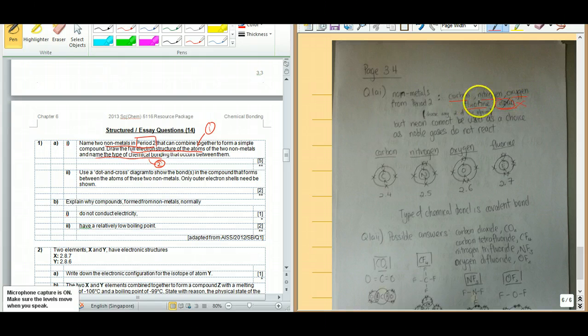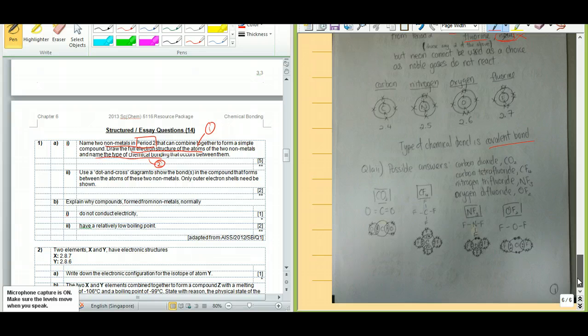So you can choose any two of the elements here. In this case, your answers should be carbon, nitrogen, oxygen, or fluorine, which are here, and you can use them. And what type of bond is present? Covalent bond. So this is for your answers for 1a part 1.